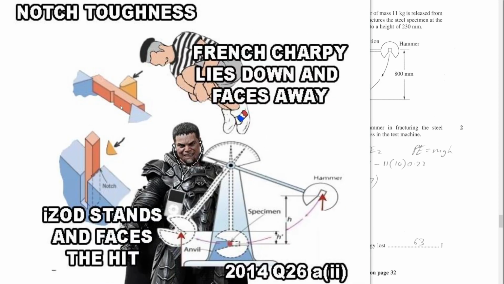On the other hand, we've got this guy, General Zod. General Zod fights Superman, and when he fights Superman, he doesn't lie down and he doesn't face away. The notch faces the hammer. So here we've got General Zod listening to his iPod, facing the hammer. In this picture, because the specimen is lying down, that is the Charpy test.